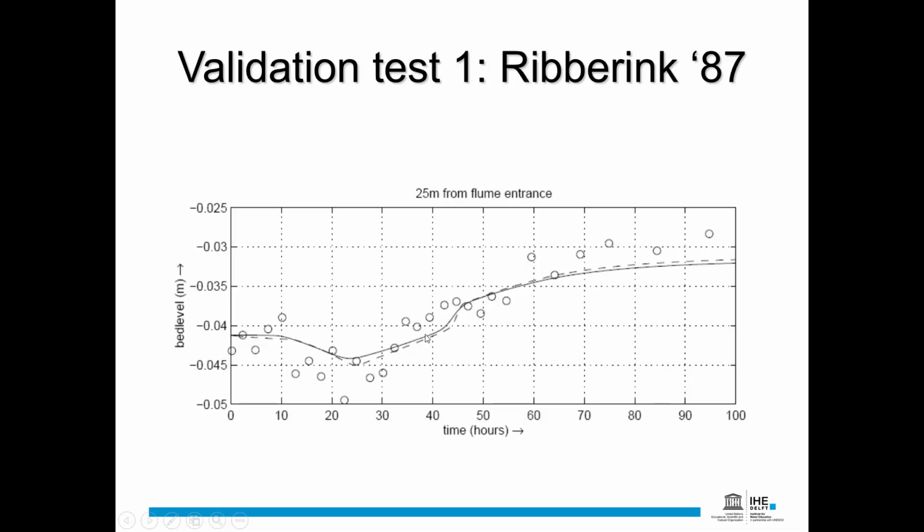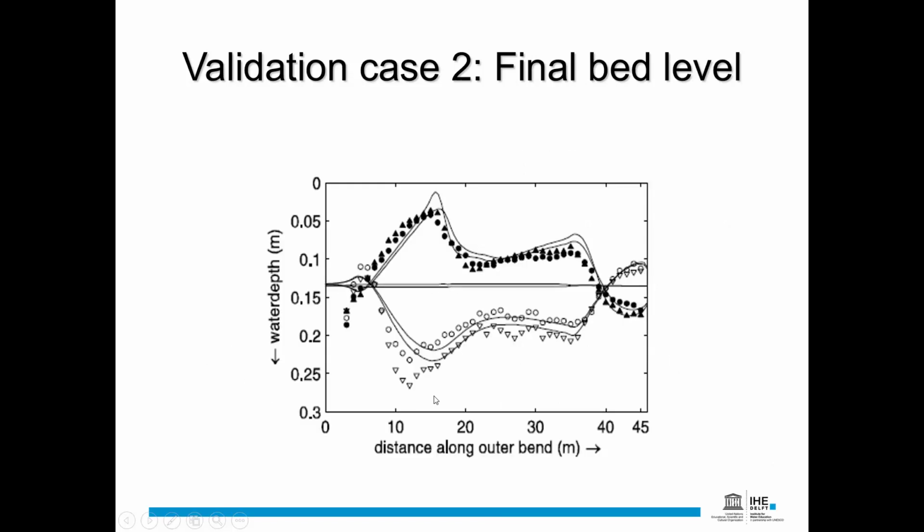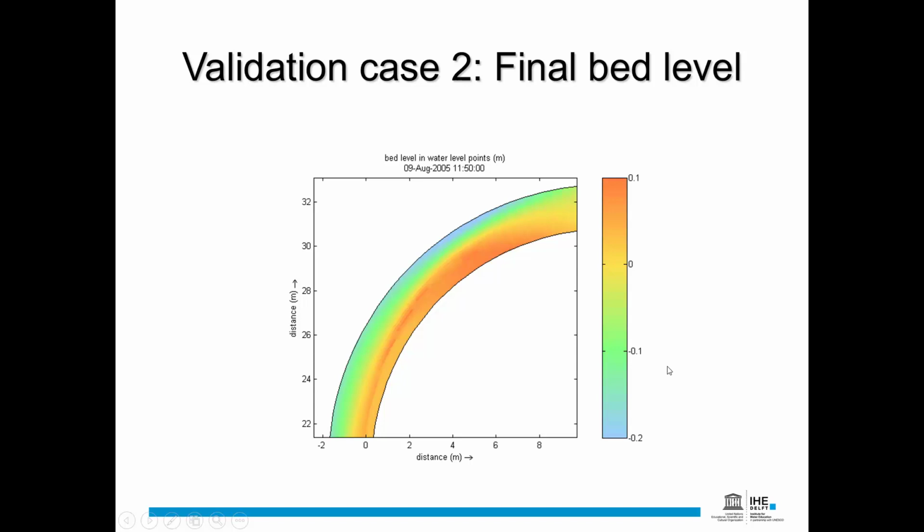There have been validations. Using this model, for example, this is the validation of Ribberink 87. The solid lines and dashed lines are the results of the models, and these circles are the measurements. So they were close to each other, and there was also validation done using curved flume, using 50% fine sediment and 50% coarse sediment. And then they looked at the measurements and the results of the model, which are pretty okay.